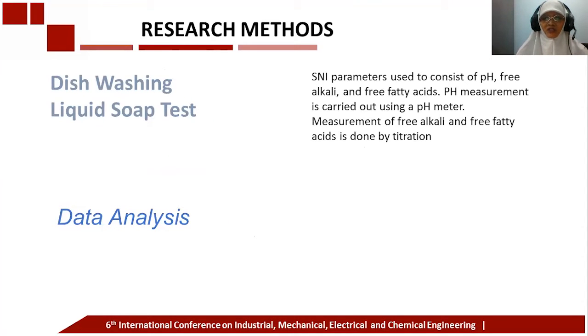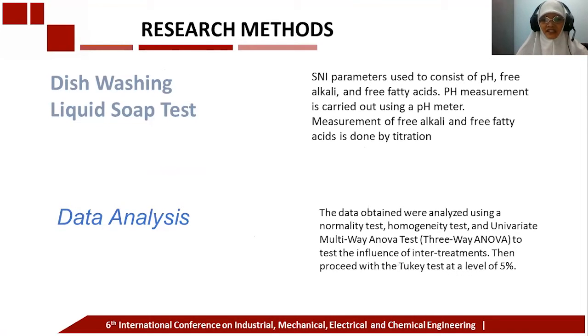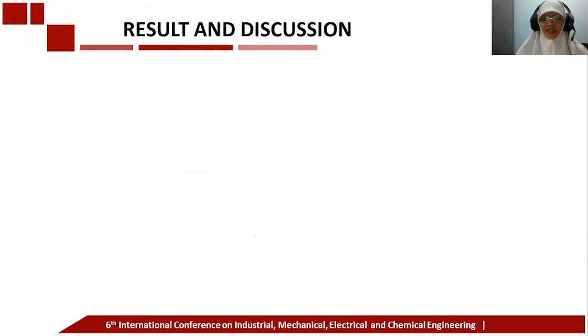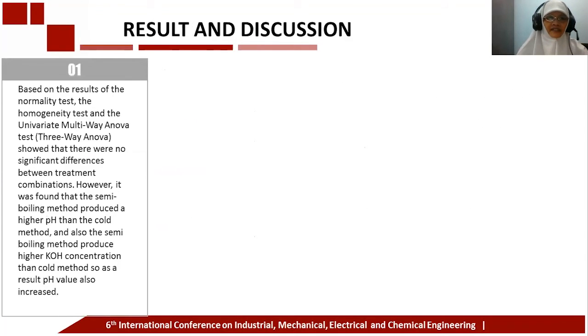SNI parameters used consist of pH, free alkali, and free fatty acids. pH measurement is carried out using a pH meter. Measurement of free alkali and free fatty acid is done by titration. The data obtained were analyzed using a normality test, homogeneity test, and univariate multi-way ANOVA test, then proceed with two key tests at the 5% level.